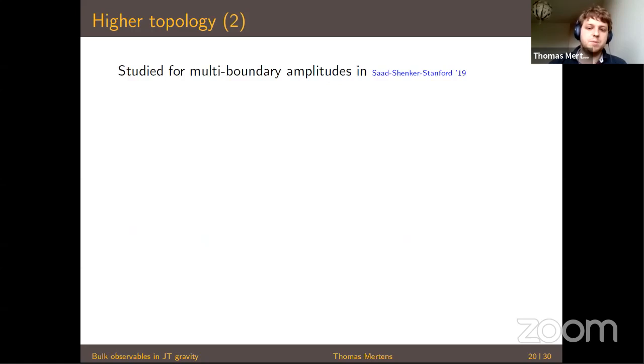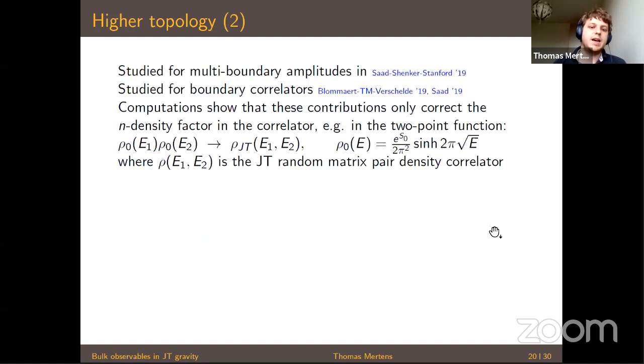Now, in that same paper, Saad, Shenker, and Stanford studied this for multi-boundary amplitudes. And then later on, it was studied further in a paper by Phil Saad. These higher genus effects were studied for boundary correlators, so these would be the same correlators that I mentioned in the beginning for the Schwarzschild theory. And without going into the details, what these computations show is that the higher genus contributions only correct the density factor in the correlators.